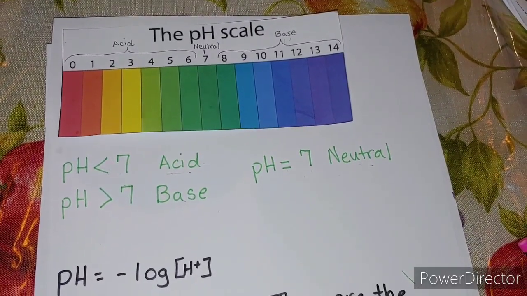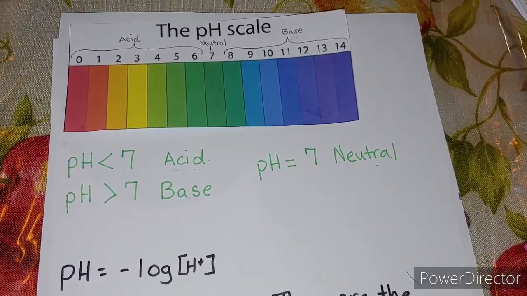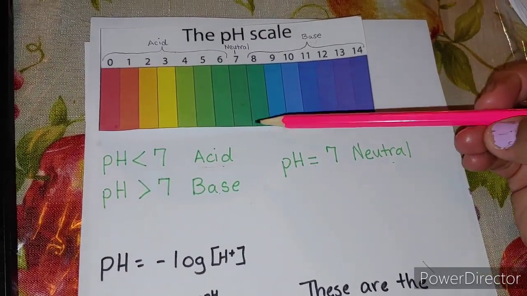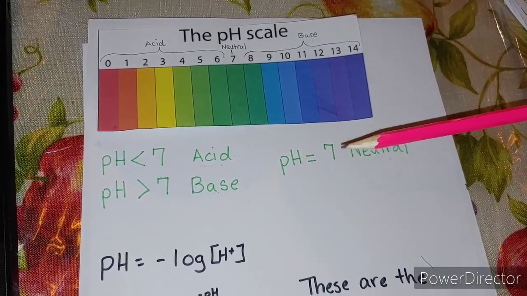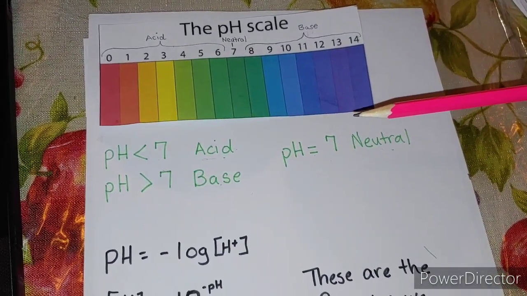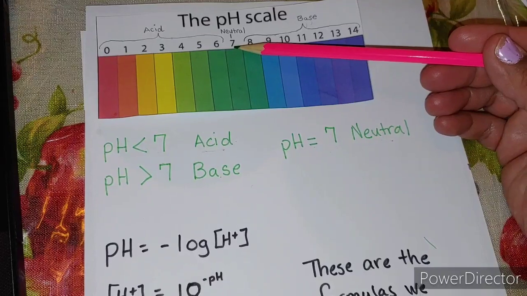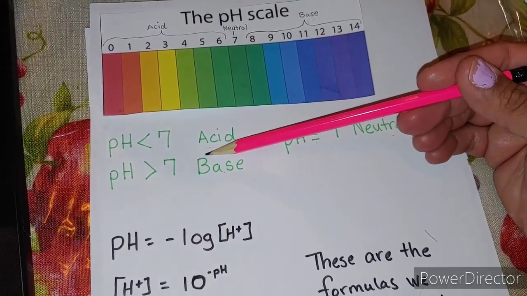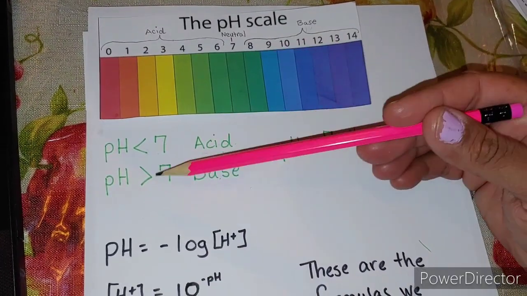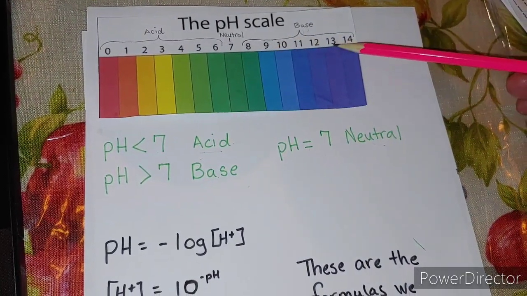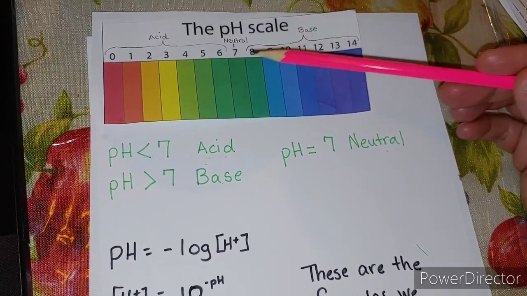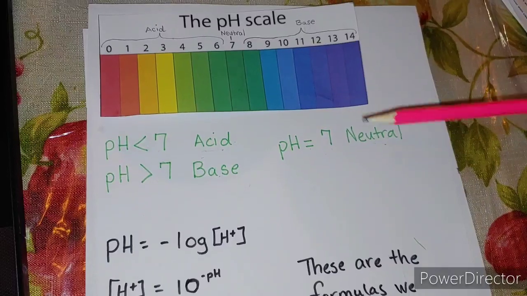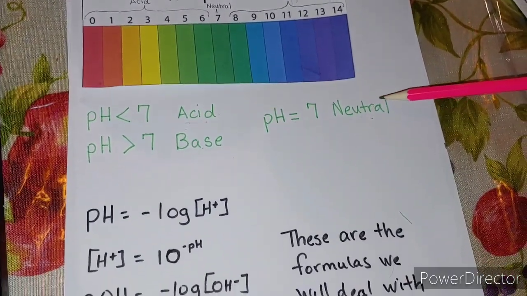Alright everyone, today's video is going to be over the pH scale and calculations relating to the pH scale. But just a bit of background information from last week's lesson. Don't forget that if substances are less than 7, then they're classified as acids. Substances that are greater than 7 on the pH scale are classified as bases. And if you have substances that are exactly 7, just like pure water, then that's classified as neutral.